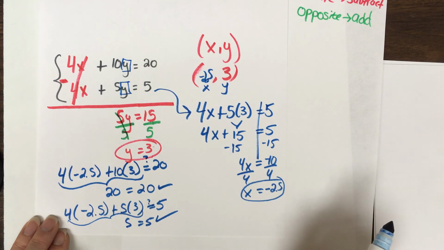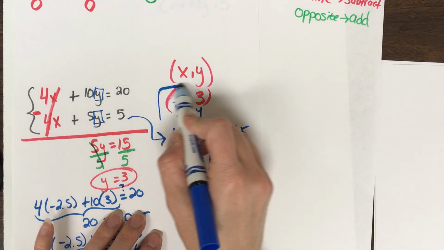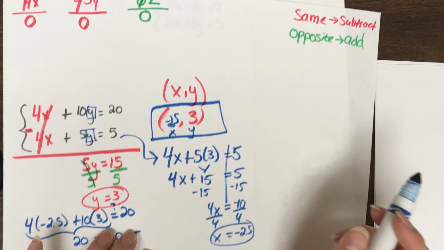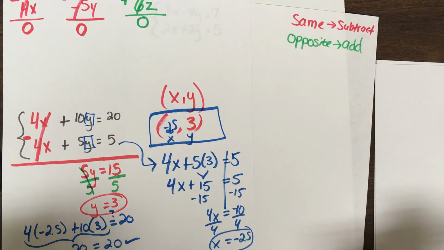So it works in both equations, which means the ordered pair negative 2.5, 3 is the solution to the system.